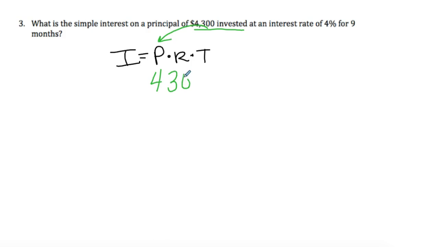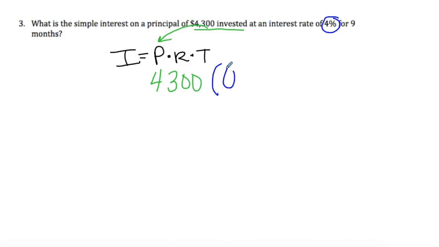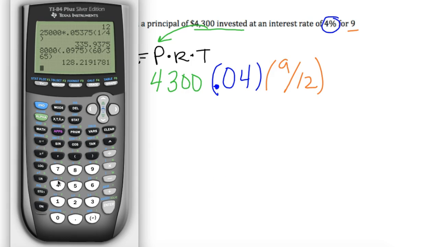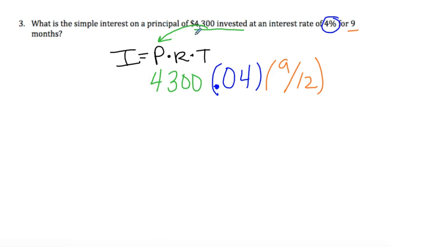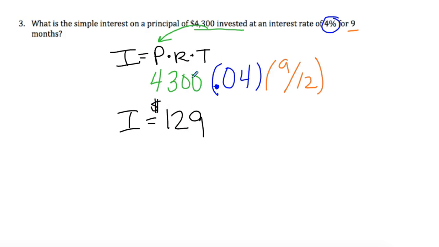So this is $4,300. My rate is 4%, so 4% as a decimal is 0.04. And then I have 9 months. So 9 out of 12 months. On my calculator, I do $4,300 times 0.04 times 9 over 12. And that would be a total interest of $129. I'm going to double check that I copied that right. So that means if I was to actually put this money in a bank, I would make $129.